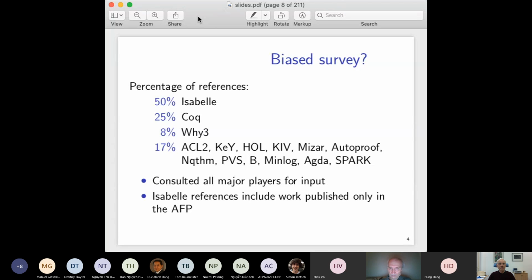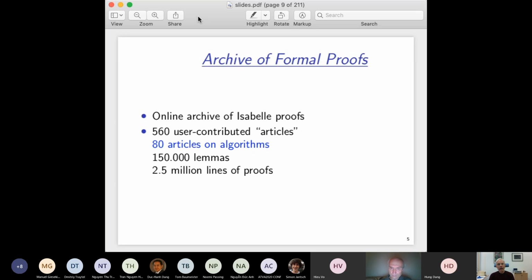But another reason why it's a bit Isabelle-centric is that we have many references in the paper to work that was published in the Archive of Formal Proofs, and not in conference proceedings. What is the Archive of Formal Proofs? It's an online archive of Isabelle proofs that users contribute to, and we have a large collection of contributed articles, verification efforts of some size, and 80 of those articles are on algorithms. So you can see we have a large archive where people submit their work and it doesn't get lost, and a number of the citations in the paper are to that archive. So that explains partly why Isabelle is represented quite highly.